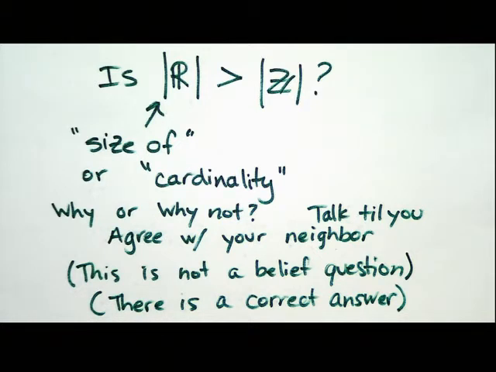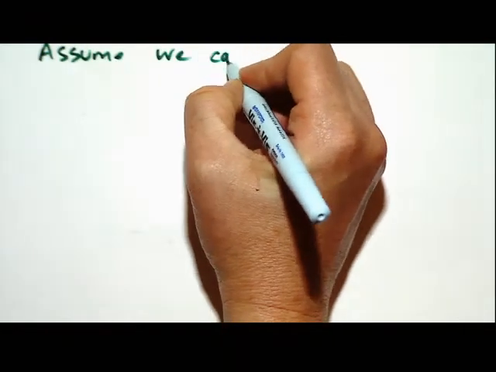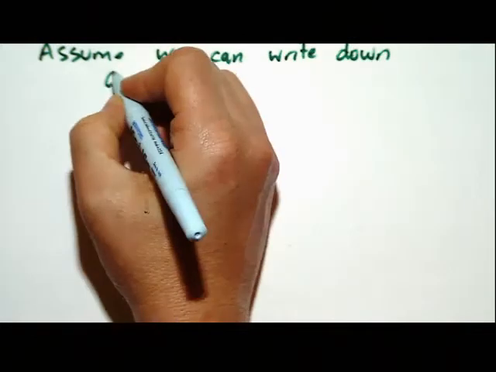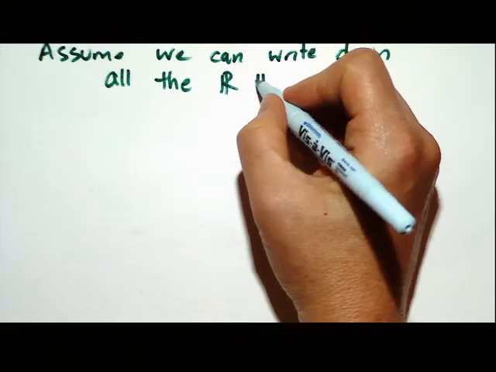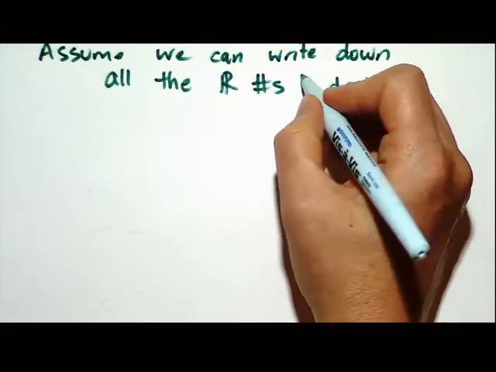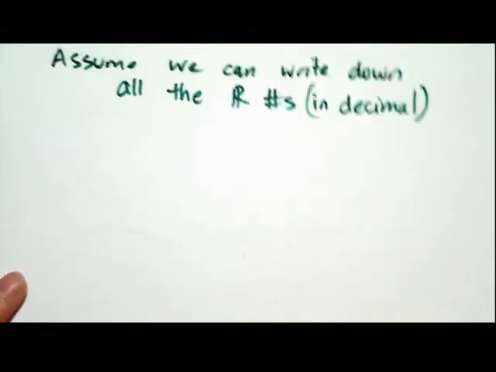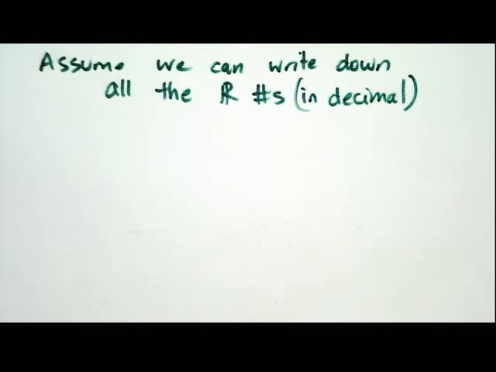Yes. That is a great point. So that's actually what I wanted to get to. So what was your name? Nathan. So Nathan suggests, let's assume that we can write down all of the real numbers in decimal, or some other notation. Okay, and then there's a little bit more to that argument. Do you have any other suggestions? Yes. Okay, so we also need to write down the integers.